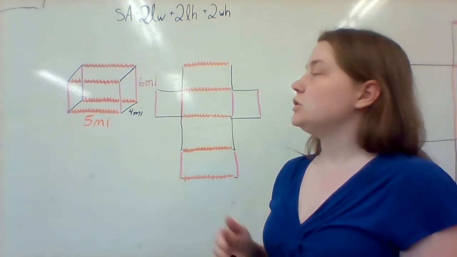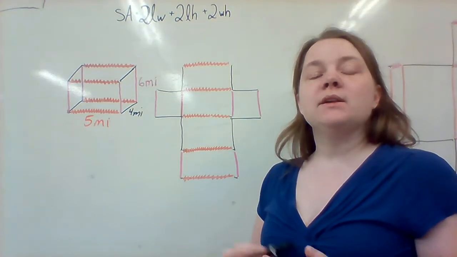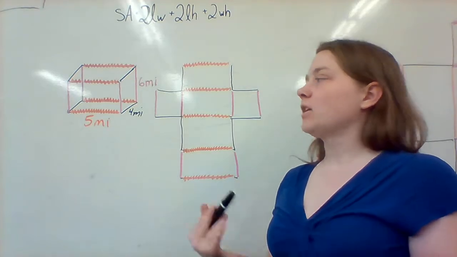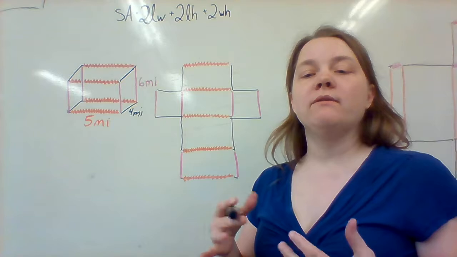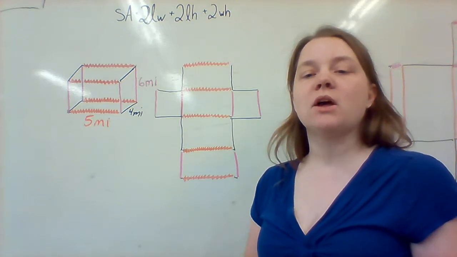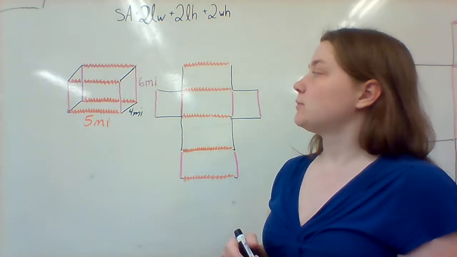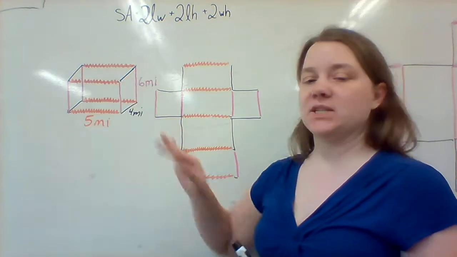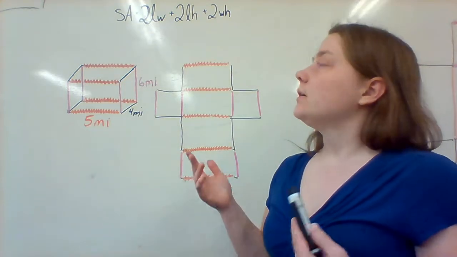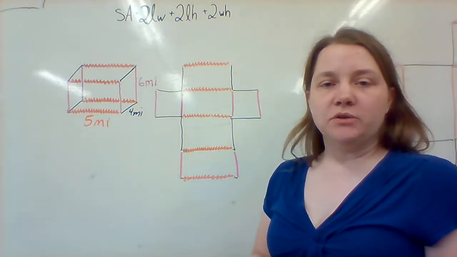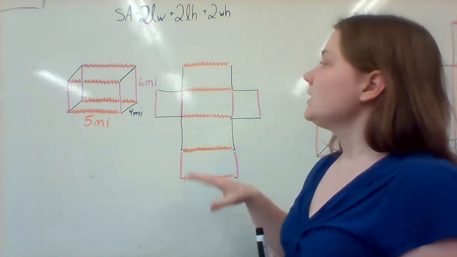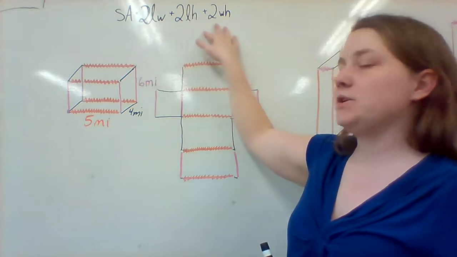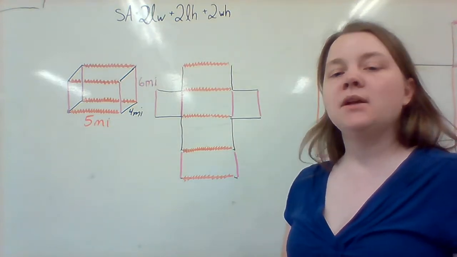What we're trying to do with surface area is we're trying to cover this in wrapping paper. We are trying to find the area of all of the sides so that we know how much wrapping paper we would need to cover this entire thing. When you wrap a present, typically you use more wrapping paper so you can tape it, but we're just going to ignore that.